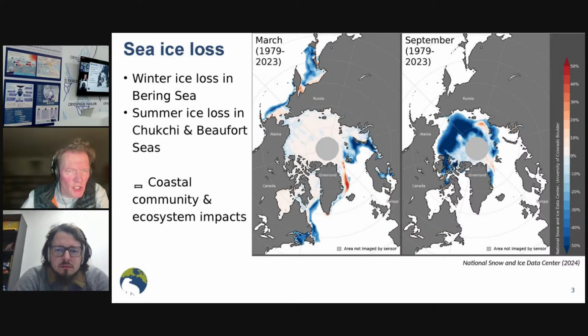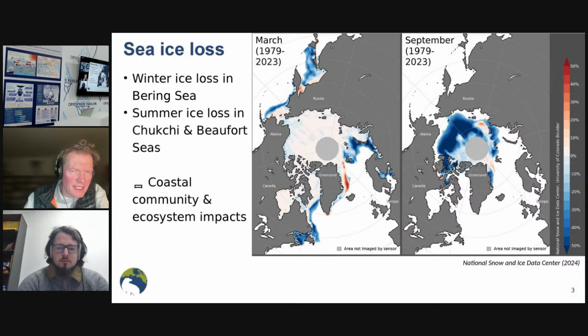Shown here are trends in ice concentration. On the left-hand side, you see the map for winter ice concentration in March. On the right-hand side, summer ice concentration trends for September between 1979 and 2023. Again, from the perspective of Alaska, we're seeing large loss of sea ice in the Bering Sea in the wintertime, impacting ecosystems, coastal communities, major impacts, in part, for example, related to a recent crisis with respect to salmon populations.